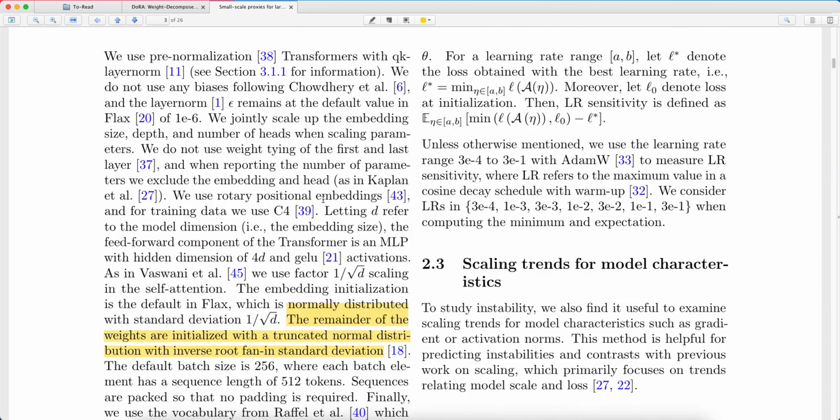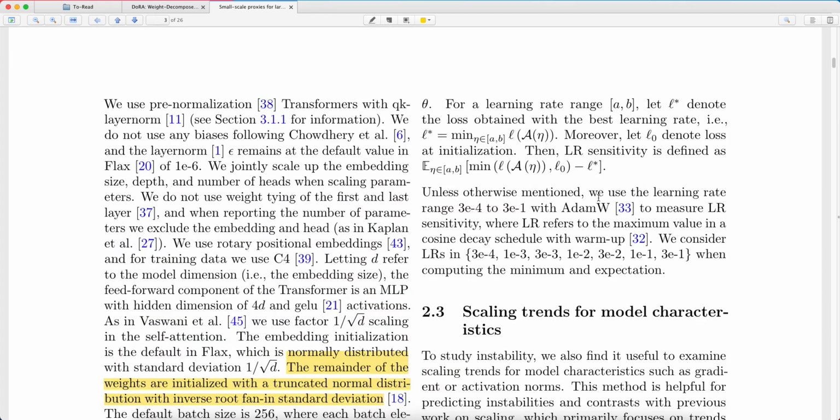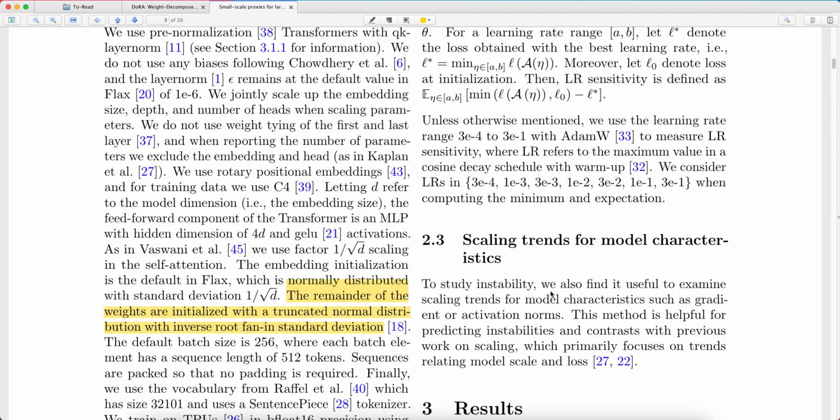So let's roll. Unless otherwise mentioned, we use 3e-4 to 3e-1 with AdamW. LR refers to the maximum value in a cosine decay schedule with warm-up. We consider learning rates in this set when computing the minimum and the expectation.